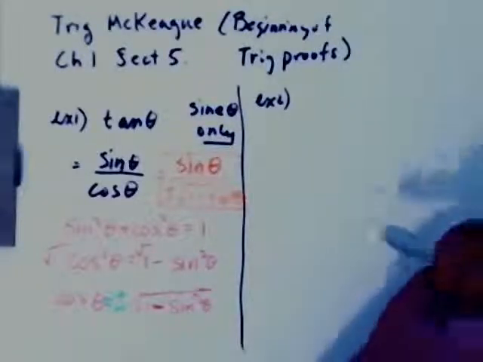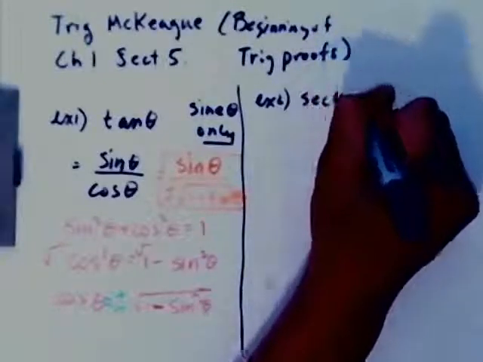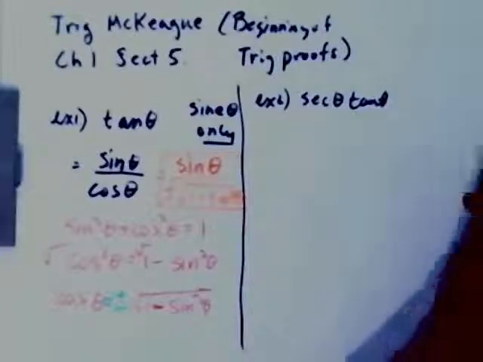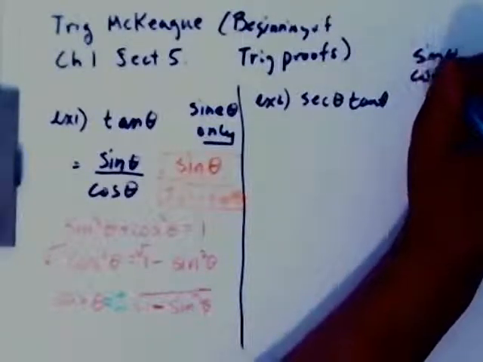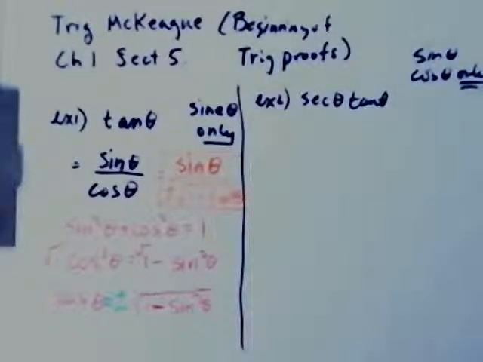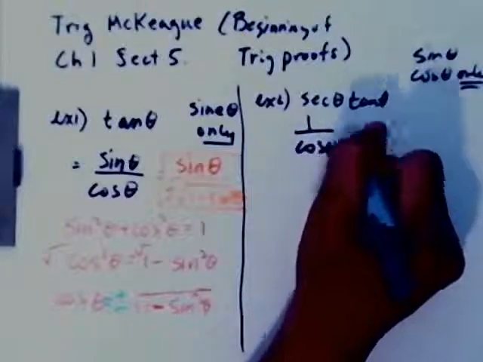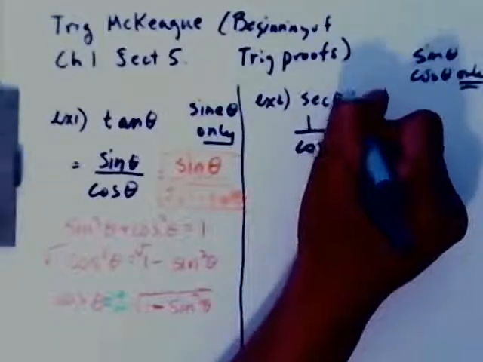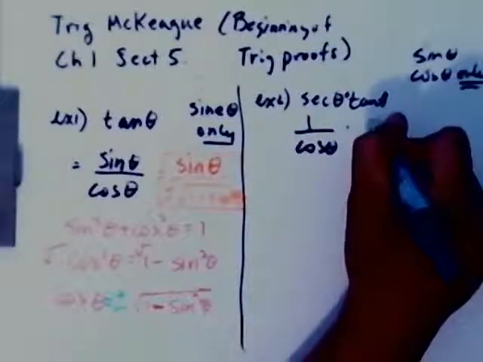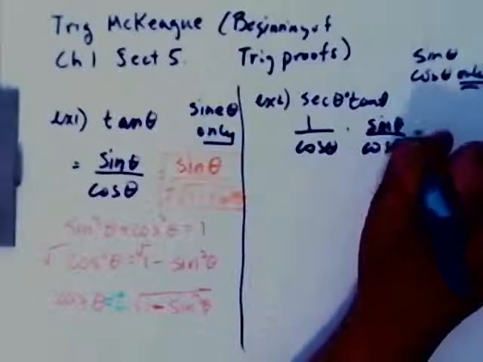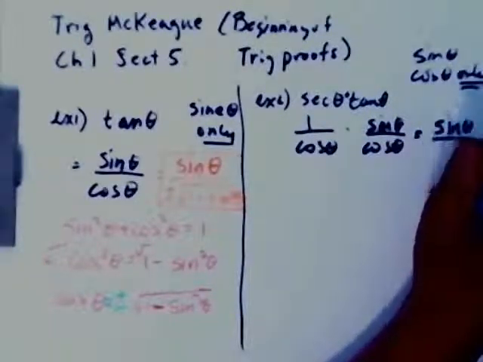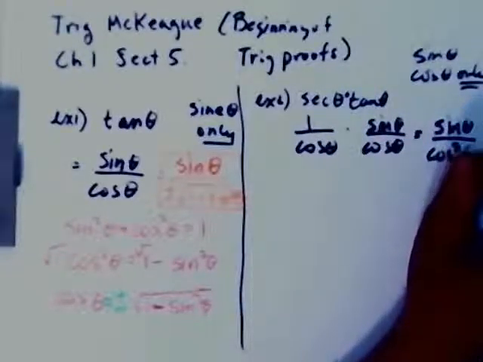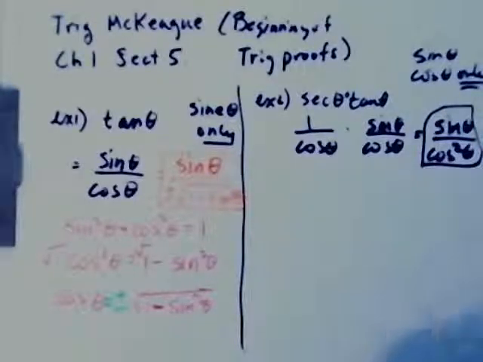Example number 2. It says to write secant of theta tangent of theta in terms of sines and cosines only. Sine theta and cosine of theta only. From the last section, you should be able to see that the secant of theta is going to be 1 over cosine theta times tangent theta. Times means we're going to multiply that. If you're not sure, just put a dot there so you know which one's being multiplied. Tangent theta is the sine of theta over the cosine of theta. We multiply straight across. 1 times the sine of theta is sine of theta. Cosine of theta times cosine of theta is cosine squared of theta. Don't forget we learned how to do notation on the squared theta last time. So that's your answer.